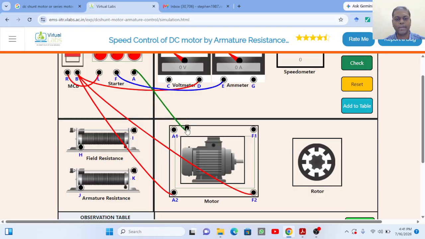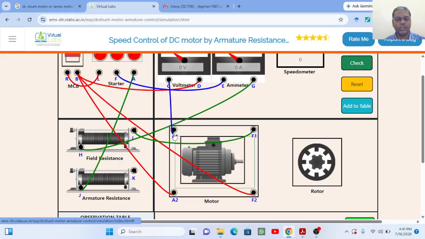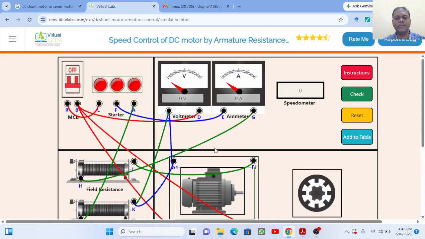J and G2, H and I2, F1, C2, A1, and then A1 to K, and then K to C. This is the connection we are going to give by using the circuit diagram.